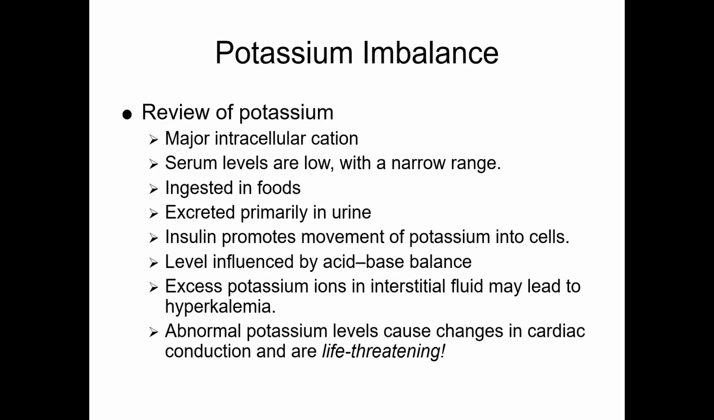Potassium is a major intracellular cation. Serum levels are low if it falls below 3.5. All right, so it should be 3.5 to 5 mEq. Potassium is taken in through foods and excreted mostly in the urine under the direction of the aldosterone. Foods high in potassium include things like bananas, citrus, tomatoes, lentils, and then also we could, if we needed to, give potassium chloride as a supplement in a tablet.